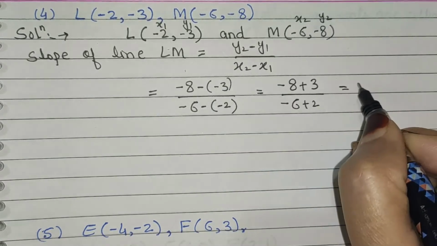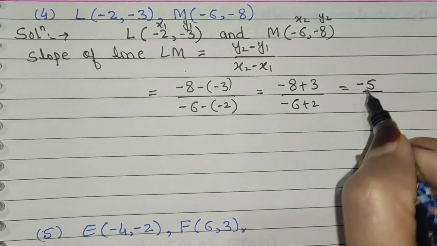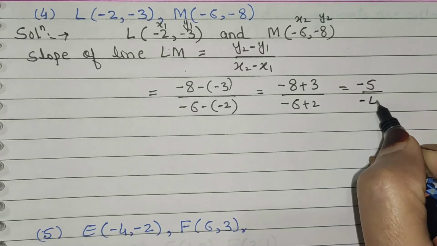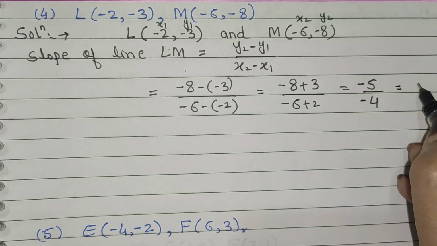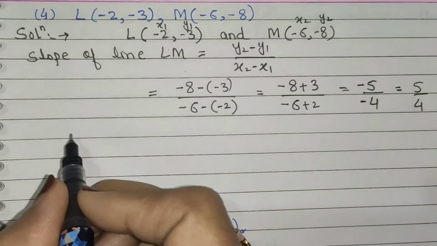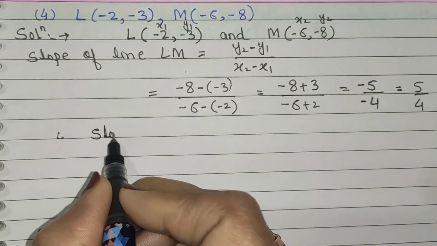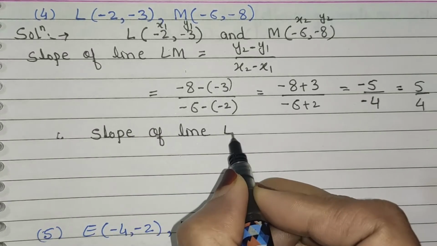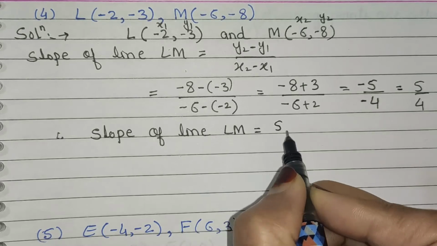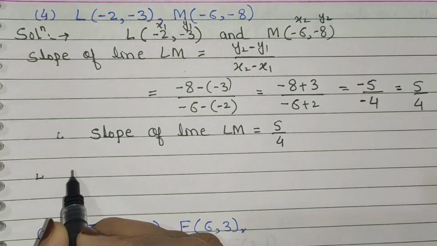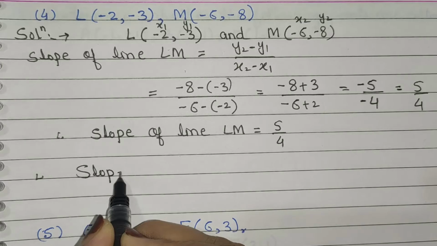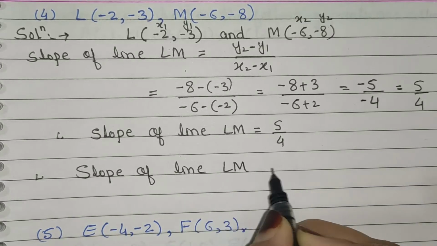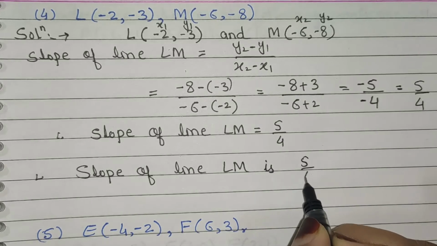Now minus 8 plus 3, we get here minus 5 upon minus 6 plus 2 is minus 4, which is equal to 5 upon 4. Therefore, slope of line LM is equal to 5 upon 4. Write down the answer here. Slope of line LM is 5 upon 4.